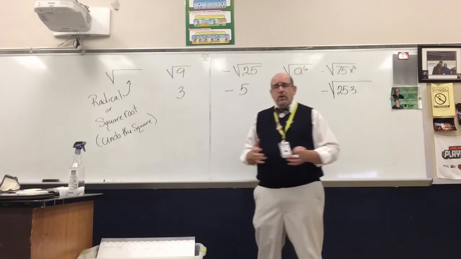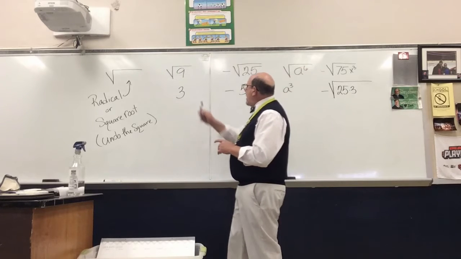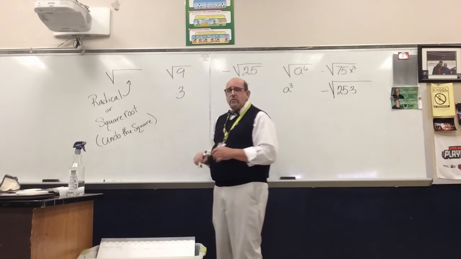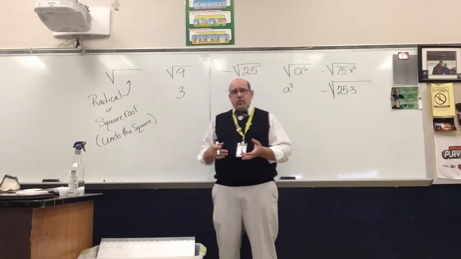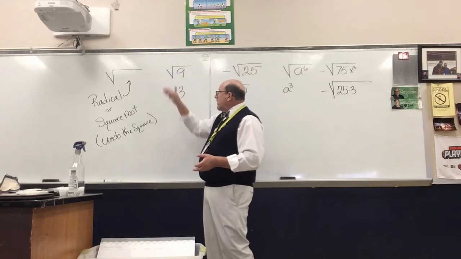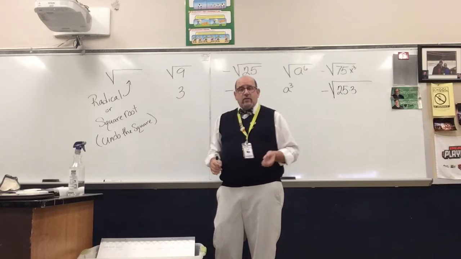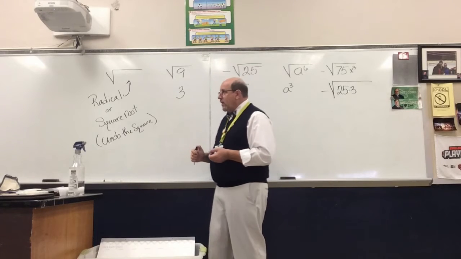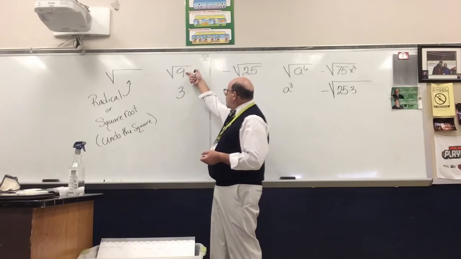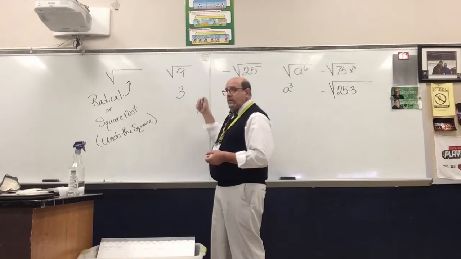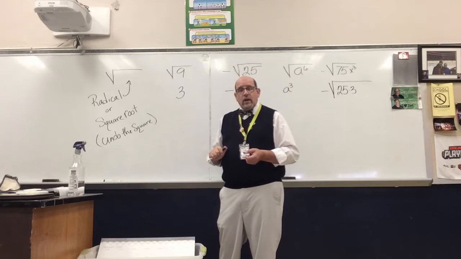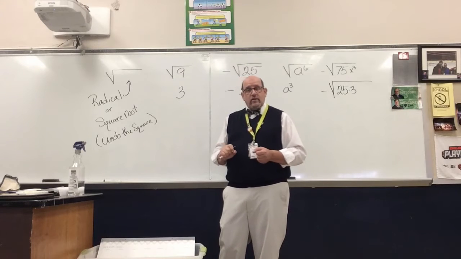And we know for a fact that 9 is 3 times 3, right? So we know that 9 is 3 squared. This symbol here says undo that square, all right? And then we say that the square root of 9 is 3. Sounds good? Okay, that's the basic concept.